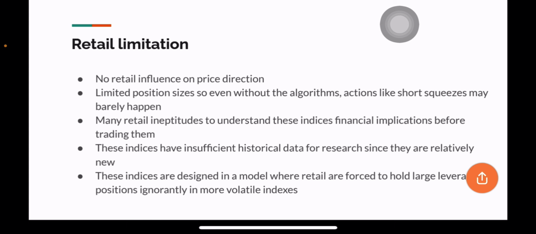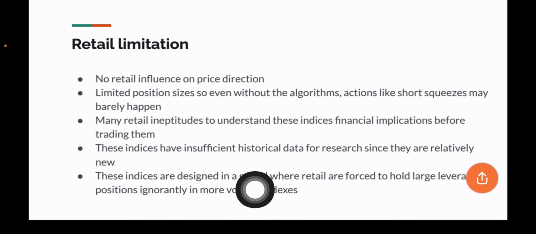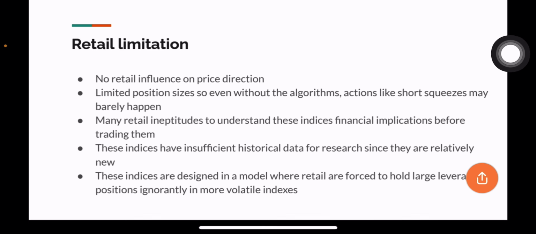Then these indices are designed in a model where retail traders are forced to hold larger leverage positions ignorantly in more volatile indexes. The explanation on the website said you select your index according to your risk appetite. But the higher volatilities are actually modeled in a way where you hold more contracts, even at the smallest lot size.